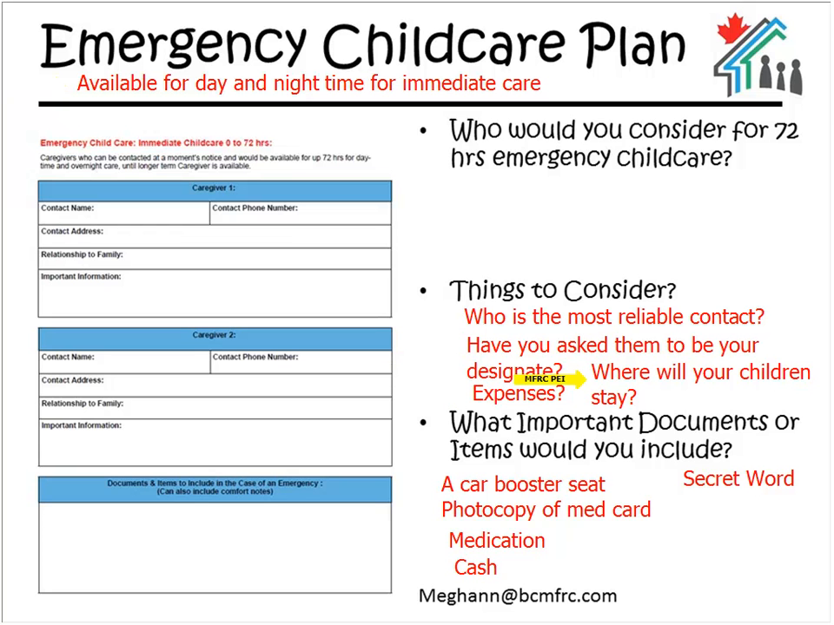Under each childcare provider choice, we have an important information section. This is where you could answer some of those above questions. We have also included an important documents section on our form. Some important documents or items that you would include in case of emergency could be a childcare booster seat, photocopy of their medical card, favorite toy or blanket, medication, pictures of the family, cash, and if you have a secret word that can help a childcare provider and your child identify that this is a safe person.